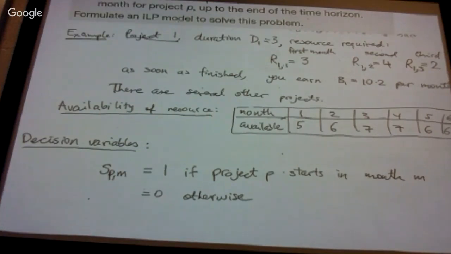Perhaps without knowing this trick, one would be tempted to have a decision variable which takes values 1, 2, 3, 4, 5, or 6 for each of the projects, which gives you the month in which it is starting, but it's kind of impossible to write it with these decision variables. So the right way to do it is to have a binary variable for each combination of project and month, which tells us whether this is the month when the project starts or not.